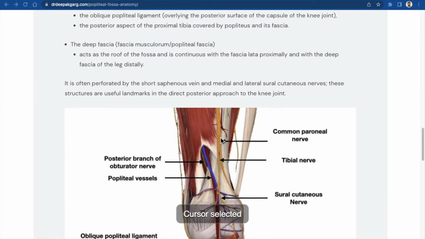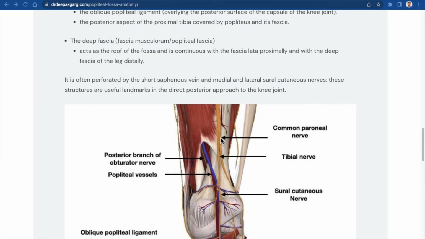After that, if we look at the roof of the popliteal fossa, the roof is made by the deep fascia or the popliteal fascia, and it is pierced by the short saphenous vein and the medial and lateral sural cutaneous nerves. So these act as a landmark in the direct posterior approach to the knee joint.